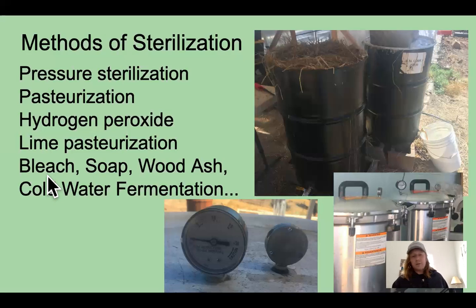There's lots of other methods. Bleach, not permitted in organics, but it'll sterilize a material. Soap, wood ash works very much like lime pasteurization. Cold water fermentation is where you soak your material for a little over a week. The whole system goes anaerobic, that is, there is no oxygen present, so it kills off all the oxygen breathing organisms. You drain off the water, and then you have a window of opportunity that your oxygen breathing fungus can leap onto the material. But it's a very stinky method of cultivation.